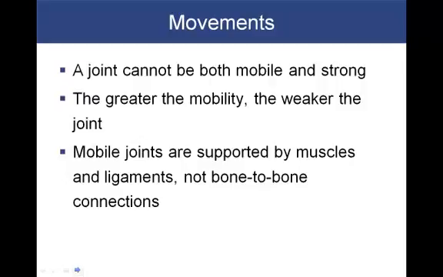So again, we mentioned that a joint cannot be both mobile and strong, and we identified that relationship. As mobility increases, the strength of that joint decreases. The greater the mobility, the weaker the joint. Our mobile joints are heavily supported by other tissues, by muscles and ligaments. You do not have the bone-to-bone connections because it's just not strong enough. Plus, the friction created by bone-to-bone connection is greatly increased.